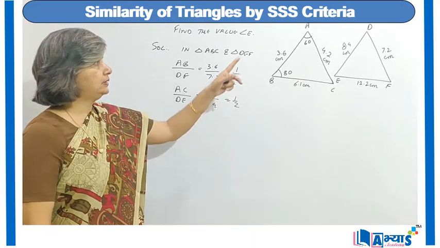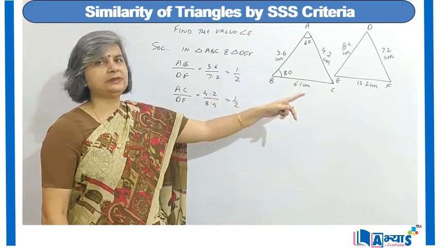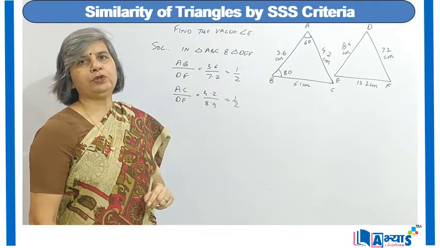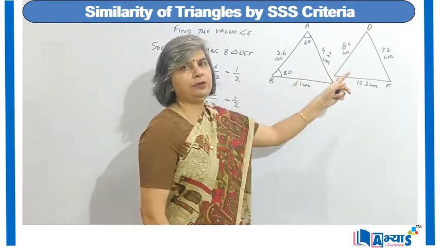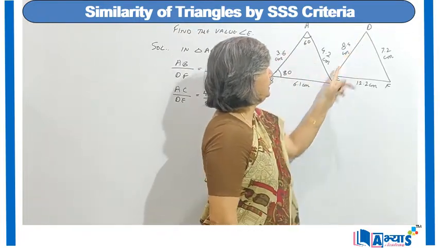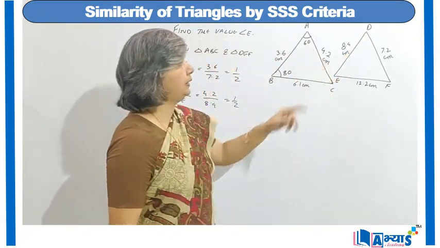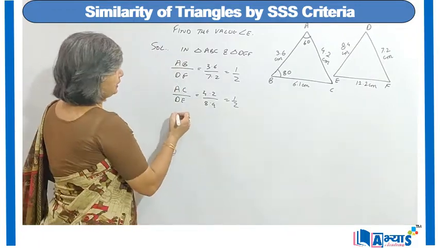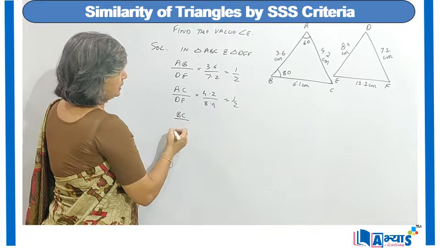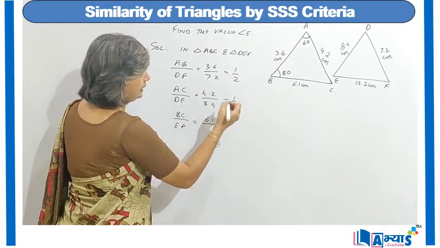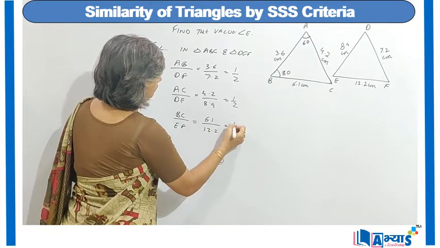First we have taken the side AB and the side DF, because AB is 3.6 and DF is 7.2. So the ratio is 1 by 2. Now I have taken the side AC and then DE. Now AC is 4.2 and DE is 8.4. Again the ratio is 1 by 2. Similarly, we will take the side BC and the side EF. Now BC is 6.1 and EF is 12.2. So it will be 1 by 2.